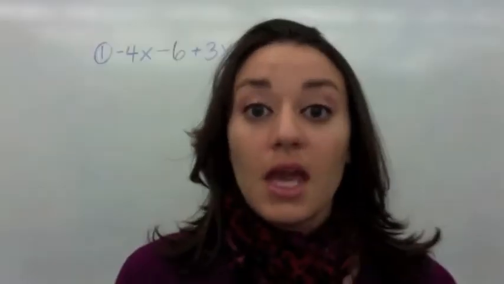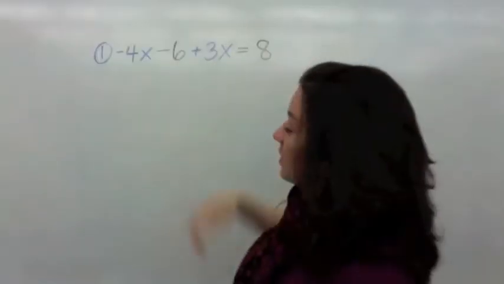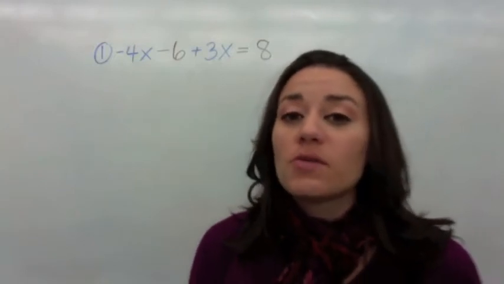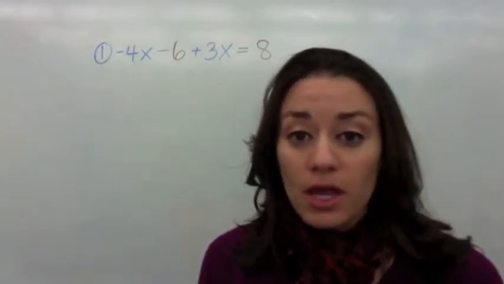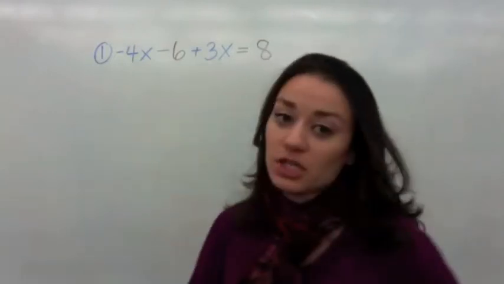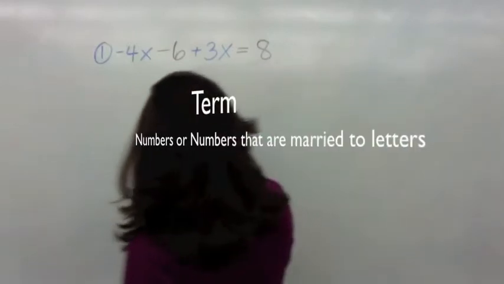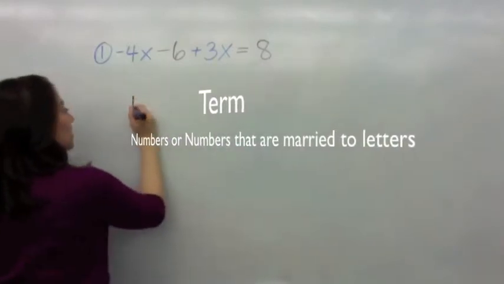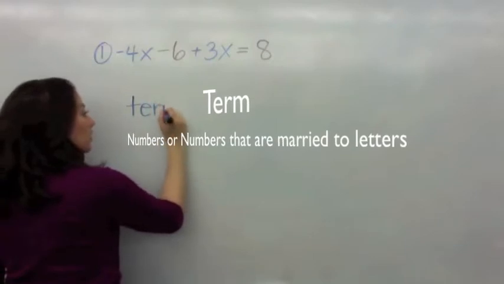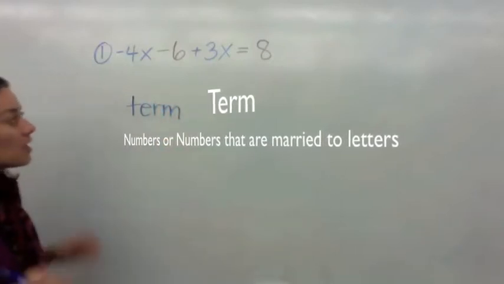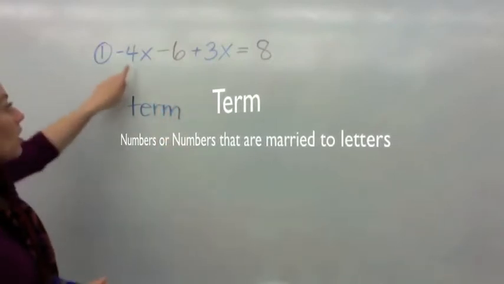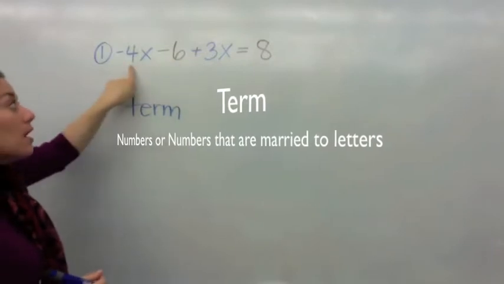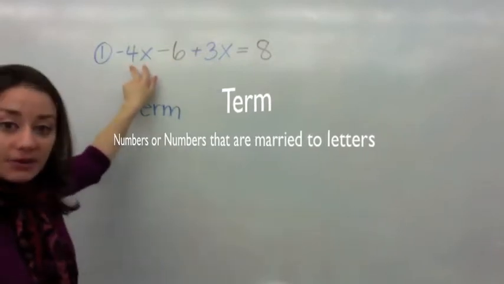Very good. Before we begin solving multi-step equations, we need to review some vocabulary that you need to know in order to talk about this equation. So the first word is term. Everybody say that word, term. A term is either numbers or numbers that are married to letters.